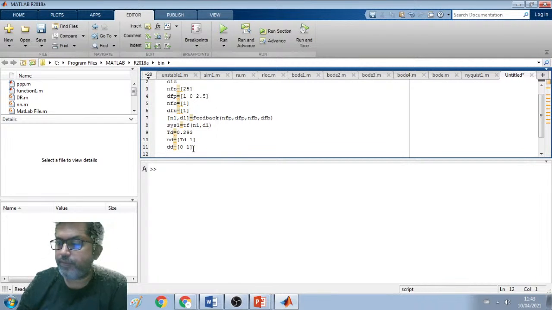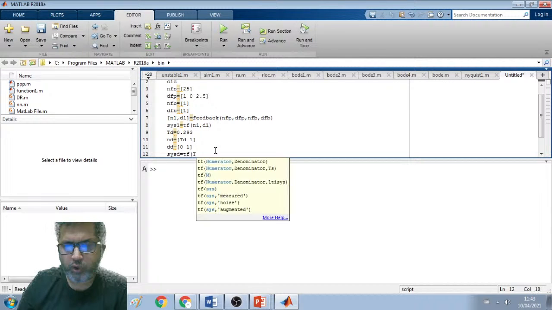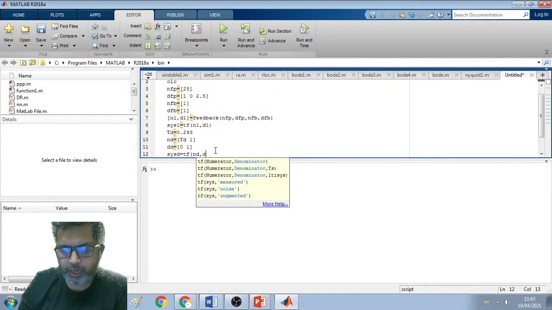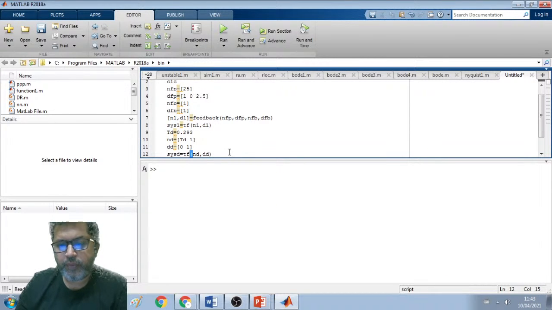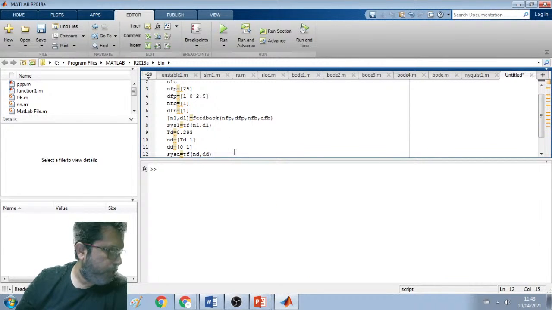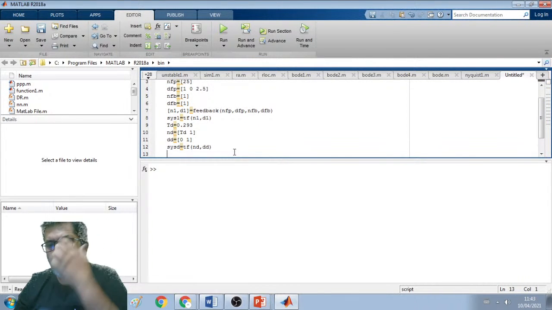Constant is 1. Constant is 1. So this is constant, okay. Then I will say system derivative, sys d, is equal to transfer function of derivative controller, that is nd comma dd.